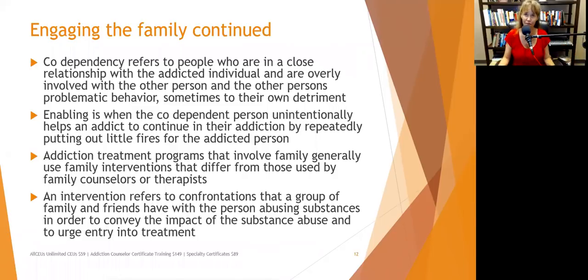Addiction treatment programs that involve family generally use family interventions that differ from those used by family counselors or therapists, because in a lot of treatment programs, we don't have a licensed marriage and family therapist. So we use certain techniques, but we're not implementing agency-wide strategic brief family therapy or something. An intervention refers to confrontations that a group of family and friends have with the person in order to convey the impact of the substance use and urge them to enter treatment.